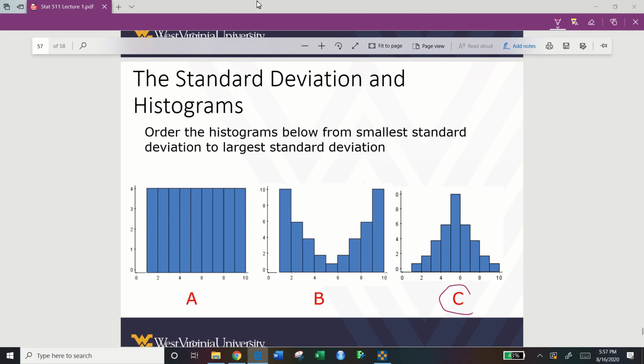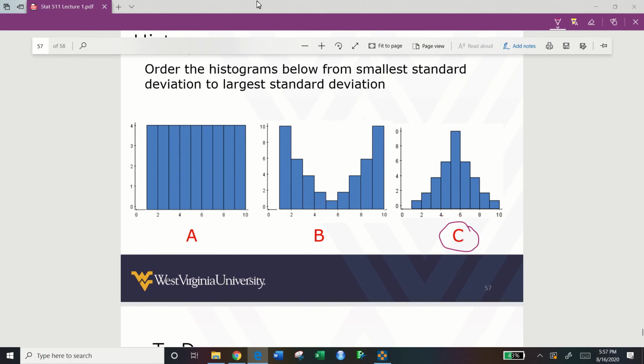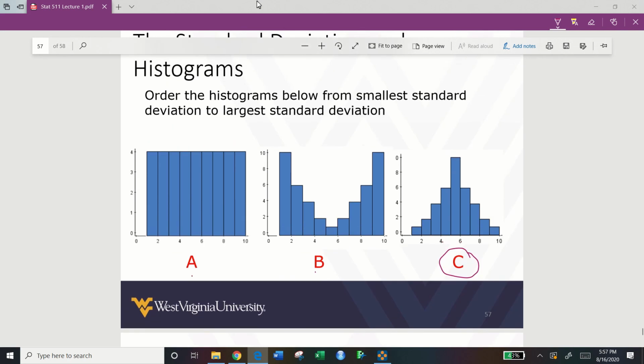For our histogram C, most of the data is clustered around 4 to 6 or 5. So this is going to have a much smaller spread as opposed to graphs A and B. Now you need to determine whether A or B is going to have a larger standard deviation.